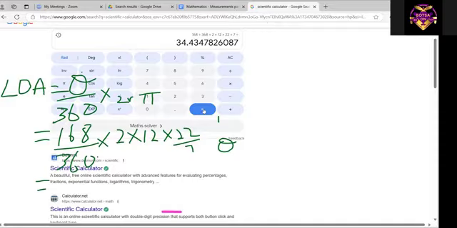Yeah. Actually, let me just make sure I put it correct. 168 divided by 360 by 2 by 12 by 22 by 7. On my calculator, I'm getting 35.2. That's it. But I got 35.2. Yeah, I'm getting that on my calculator. Well, other calculators, so that's weird.